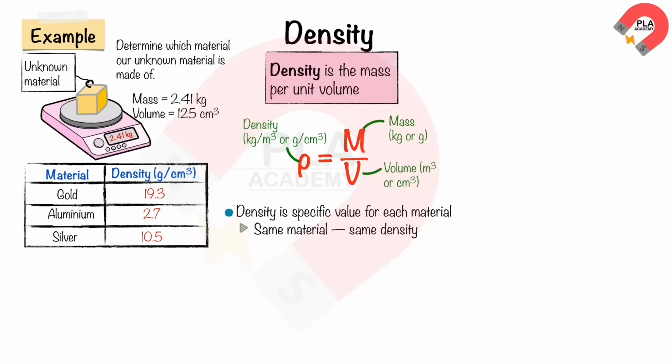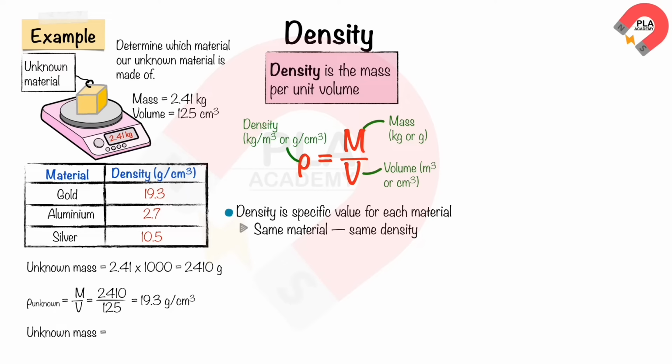Convert the mass from kilograms to grams first, as 2.41 times 1000 is equal to 2410 grams. So, the density of the unknown material equals 2410 grams divided by 125 cubic centimeters equals 19.3 grams per cubic centimeters. Therefore, our unknown material is made of gold.